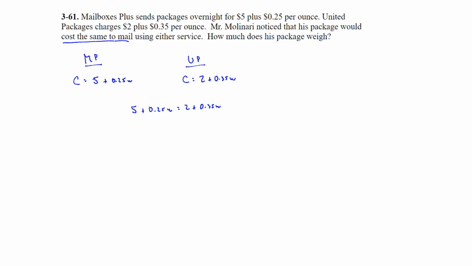If we subtract 0.25W from both sides, and then we can just subtract the 2 over here. So that's 3 is equal to 0.10W or 0.1W. Divide by 0.1 to solve for W. And W is equal to 30, or 30 ounces.